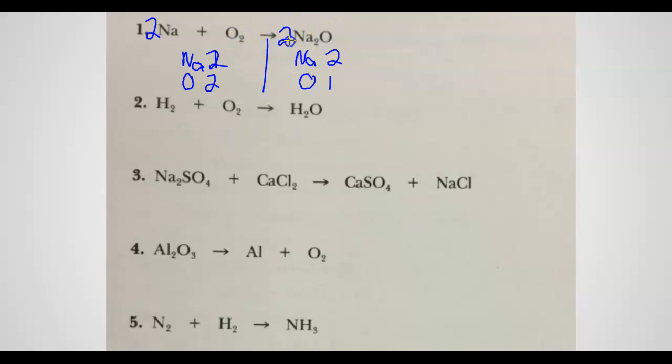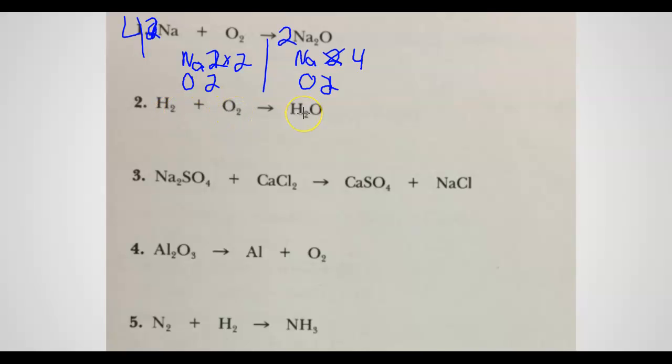I've got to multiply this side by 2, which does give me the 2 oxygens, but now I've got 2 times 2, so I actually have 4 sodiums. So what I have to do is go back and make this a 4. 4 sodiums plus oxygen gives you 2 sodium oxides. This needs times 2.